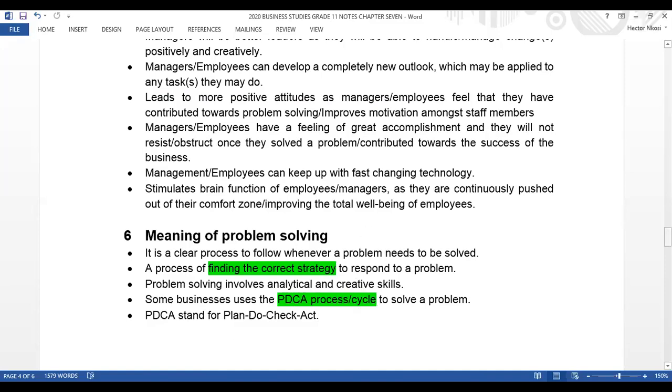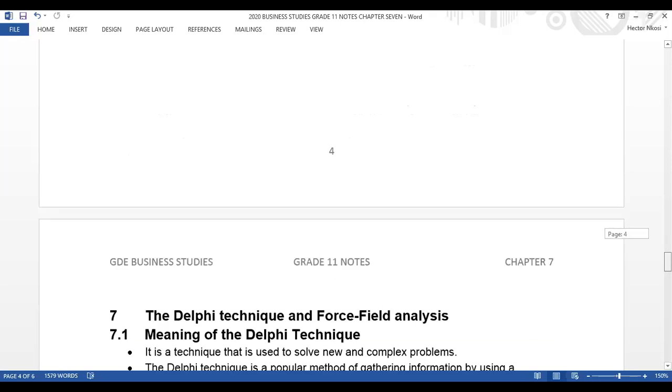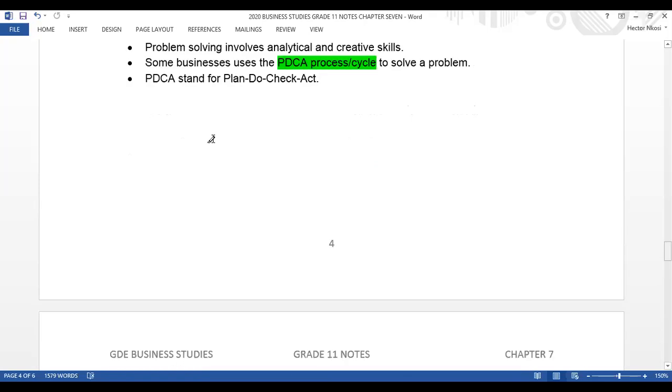Now, if we look at this Delphi technique and SWOT analysis, basically, okay, we're still going to do the PDCA. We're still going to look at the PDCA. For now, I want us to look at the Delphi technique and SWOT analysis.